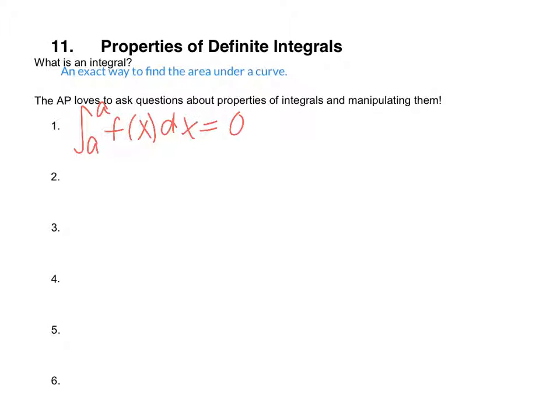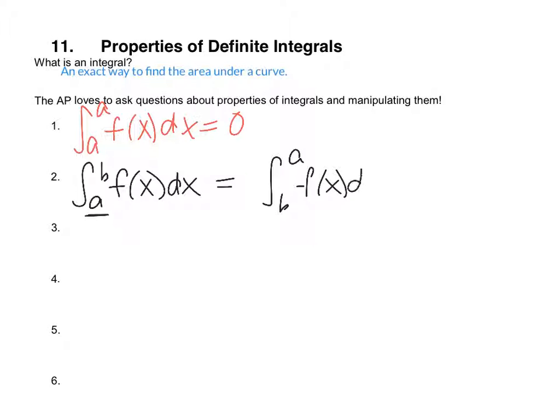Okay, next property. The integral from a to b of f of x dx. I need a to be the smaller number. If it's not the smaller number, then I have to switch my limits of integration. I'm going to put the b down here and the a up here. I'm still going to have everything else the same, but I'm going to make sure that I pull out a negative in front to symbolize that I switched those limits of integration.